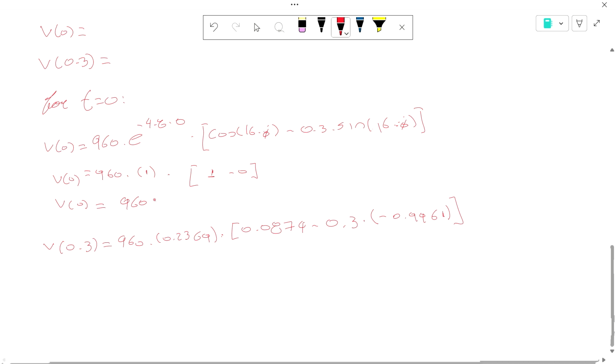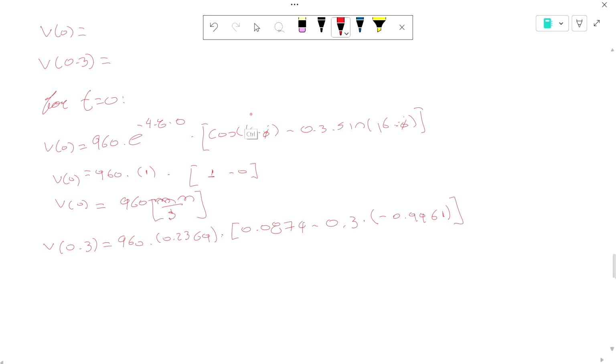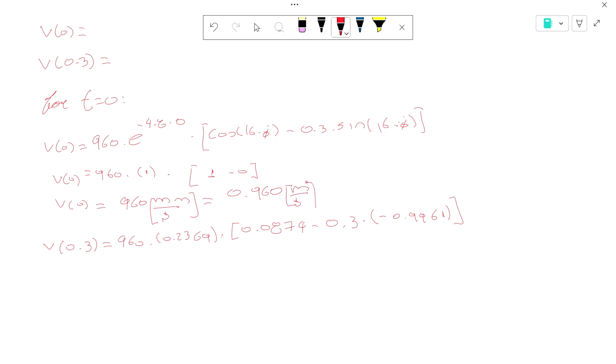And since the distance is in millimeters, we're going to have millimeters per second, right? Millimeters per second. And we know that 1,000 millimeters is a meter, so this is 0.960 meters per second. Okay, so it's almost 1 meter per second.